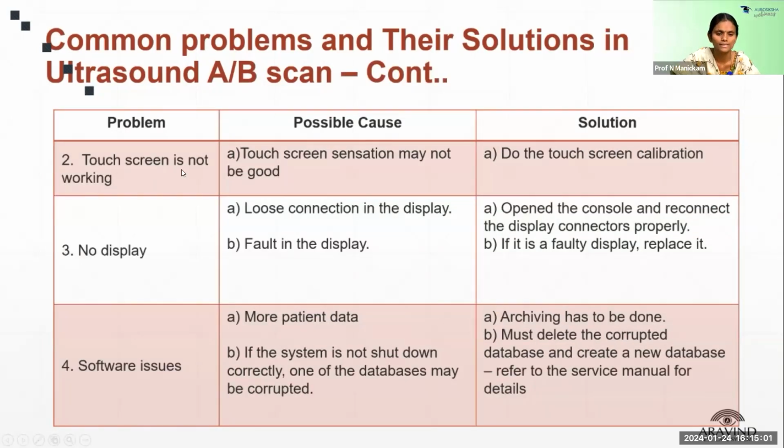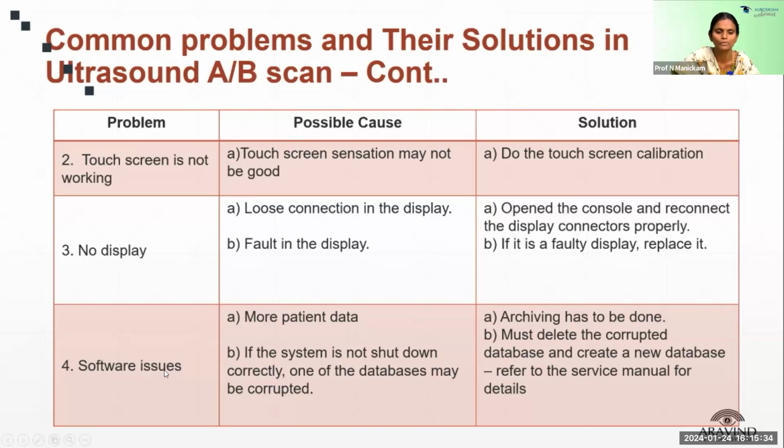The second one is the touchscreen not working. Maybe the touchscreen sensitivity is not good, so do the touchscreen calibration. The third one is no display. Maybe there is a loose connection in the display. Open the console and reconnect the display connectors properly. After reconnecting, if there is still no display, maybe the problem is with the display itself, so we replace it. This issue can only be fixed by a technician.